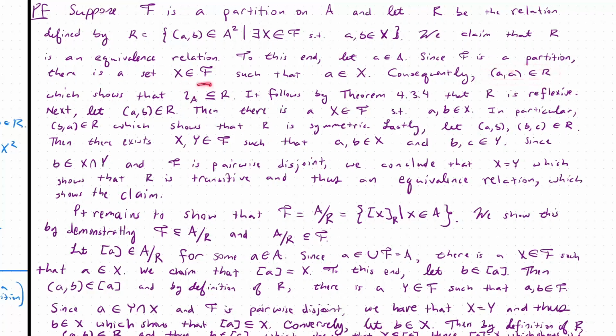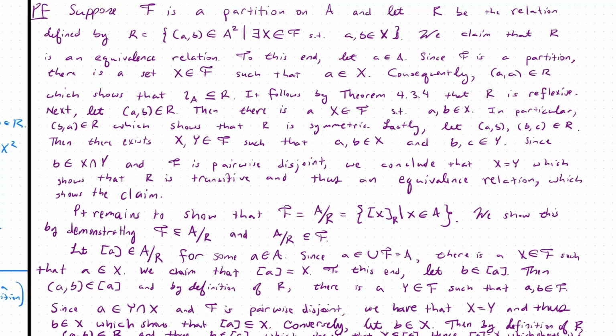So we do show that I sub A is a subset of R, and theorem 434 tells us that a relation is reflexive if and only if the identity relation, that is, the collection of all ordered pairs of the form (a, a) for each a in the set A, is a subset of R. And so we do have that R is reflexive, and that's where we are here.